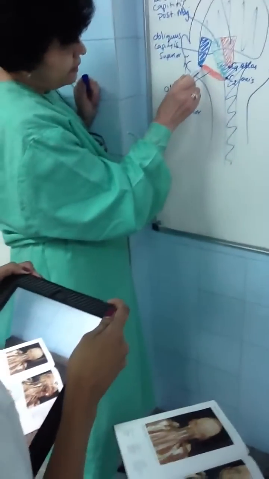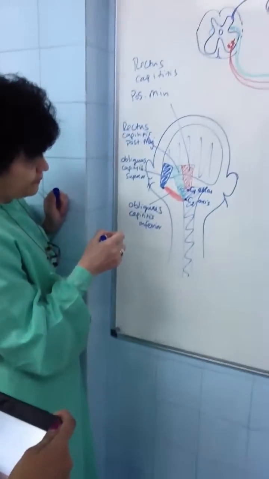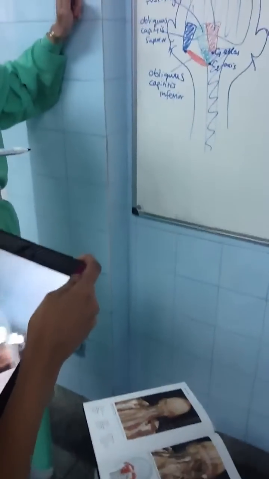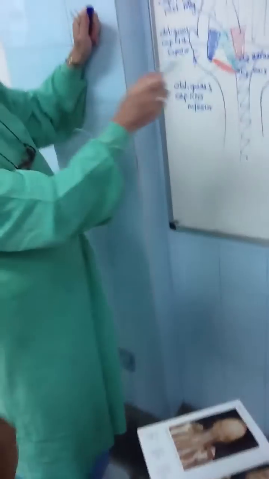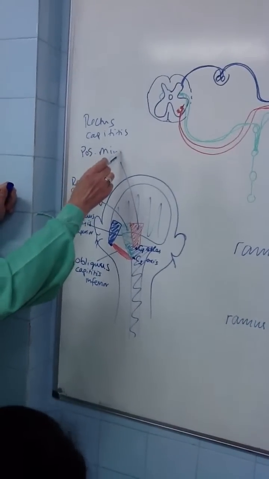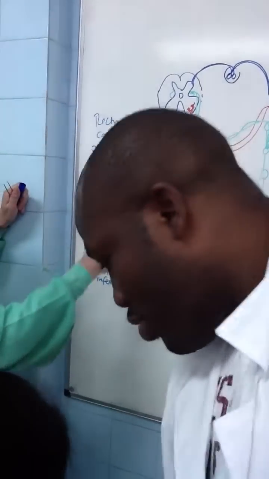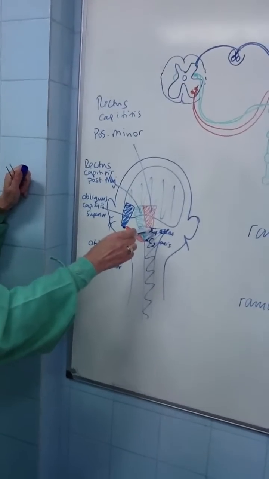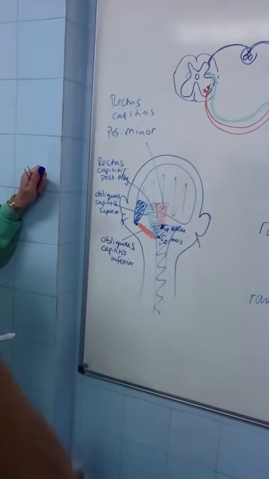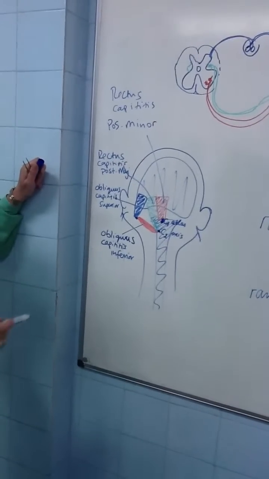Transverse processes, and origin and insertions. This muscle is rectus capitis posterior minor, from the atlas to the inferior nuchal line.